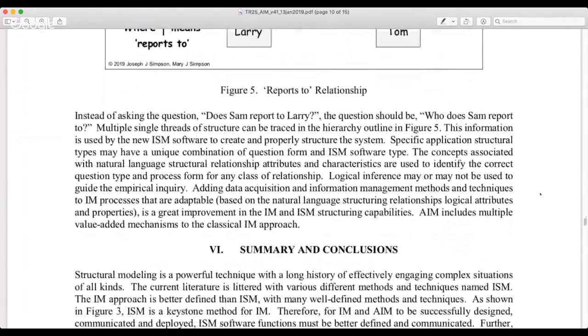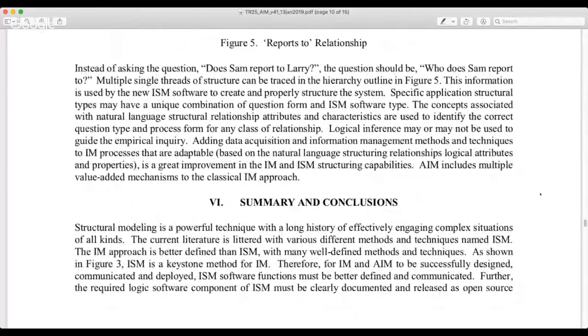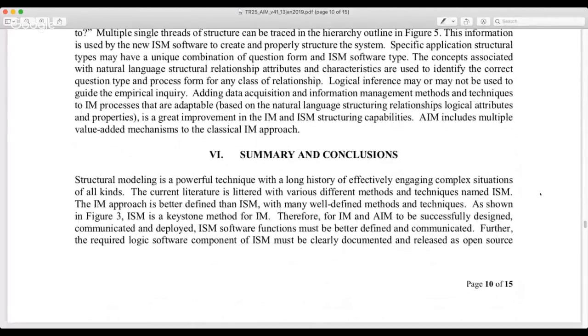Logical inference may or may not be used to guide the empirical inquiry, but we're also able to get to a point where we can increase efficiency and reduce the effort.